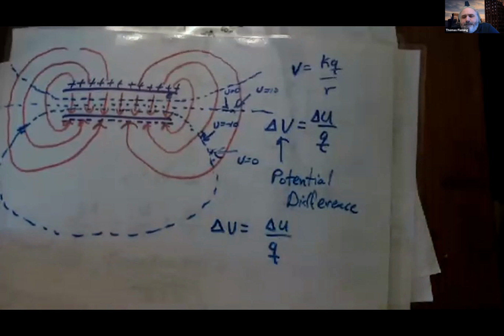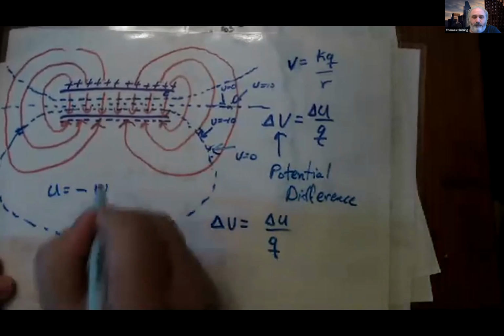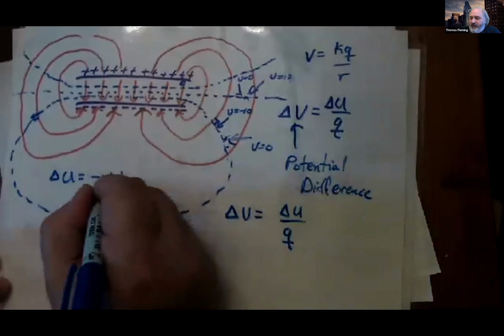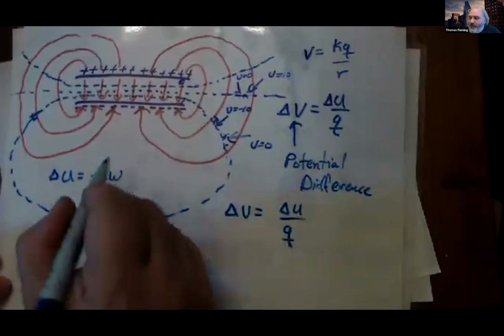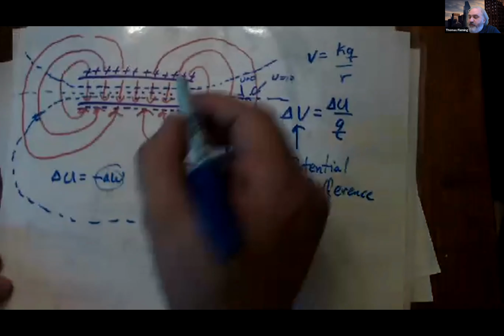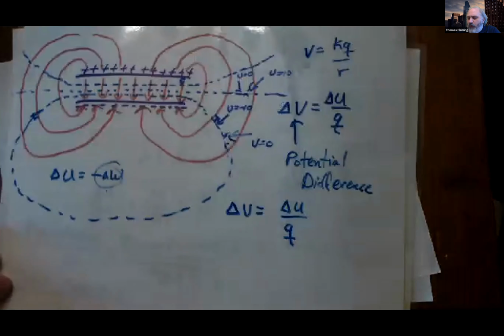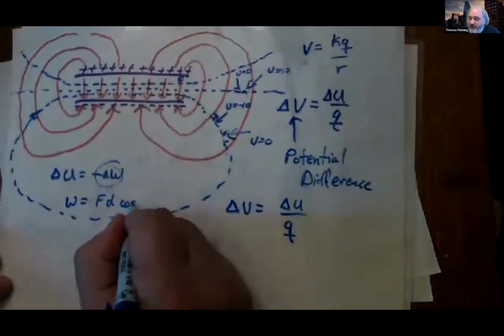Except wait a second. The potential energy in general was the opposite of the work done. So that means that delta U is just going to be the amount of work done either way. So what I care about is how much work got done going from here to here. If I want to know what delta U is, it should be the work done going from here to there. Cool. What's the definition of work? Force times distance times cosine of theta.